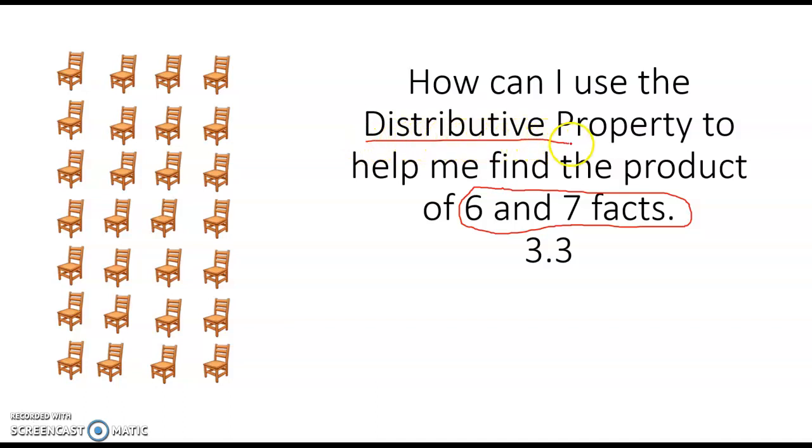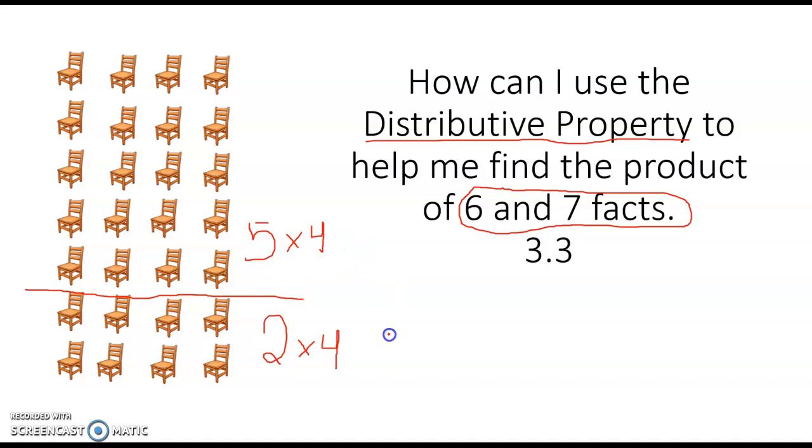So last week we talked about the distributive property and how we could use it to break apart problems into two easier problems or facts. So 7 times 4 becomes 5 times 4 and 2 times 4. And why are those facts easier than 7 times 4? Well, it's easier to count by 5s, and it's easier to count by 2s, and then adding our products together.